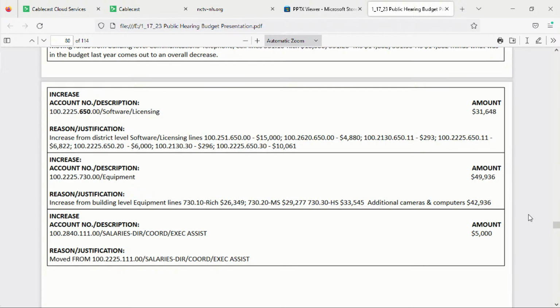The equipment line went up by roughly $50,000. Some of that is due to the additional computers and additional cameras we want to purchase. And then we reduced $5,000 from the salary line because it was moved, again, up to the district level.